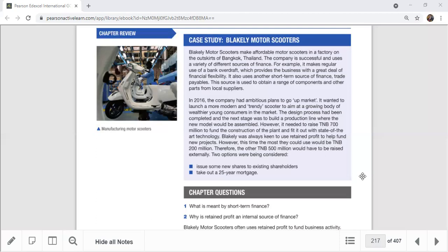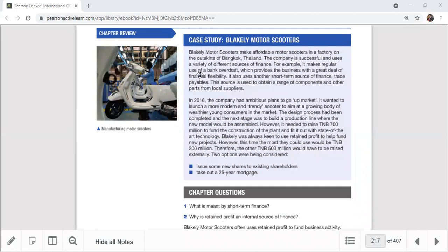Okay, thank you. So you can see this company makes motor scooters, like scooter bikes, which I think are very popular in Sri Lanka also. A lot of people are using them; it's a very classic and comfortable one. Even rich people sometimes use scooter bikes, very comfortable.